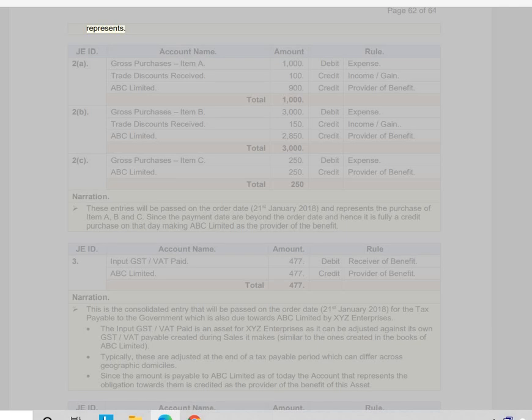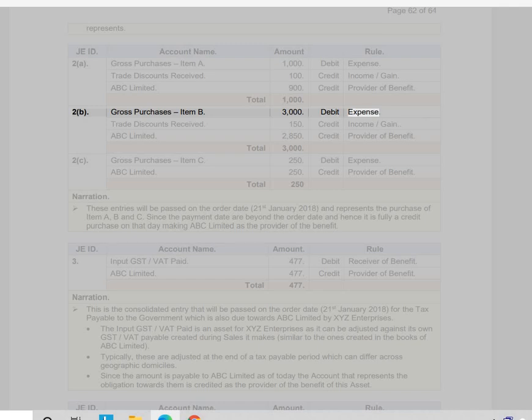JEID, account name, amount, rule. 2A. Gross purchases, item A, 1000, debit expense. Trade discounts received, 100, credit income/gain. ABC Limited, 900, credit provider of benefit. Total 1000.